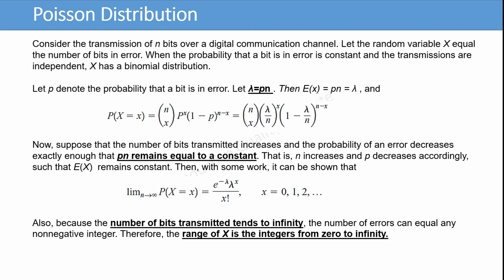The probability function of the Poisson distribution is shown. Now, suppose that the number of bits transmitted increases, and the probability of an error decreases, exactly enough that p times n remains equal to a constant. That is, n increases and p decreases accordingly, such that E of x remains constant. Then, with some work, it can be shown that the probability function can be as shown. Also, because the number of bits transmitted tends to infinity, the number of errors can equal any non-negative integer. Therefore, the range of x is the integers from 0 to infinity.